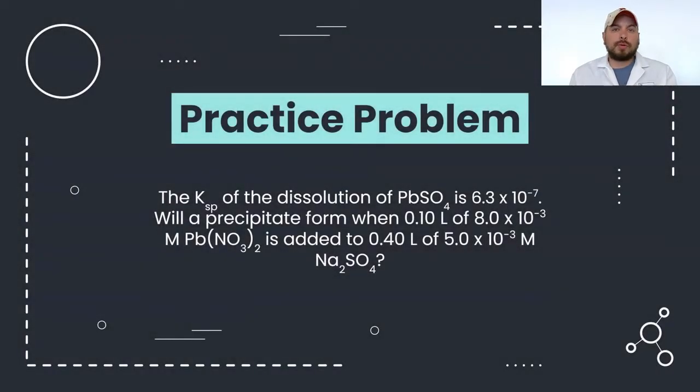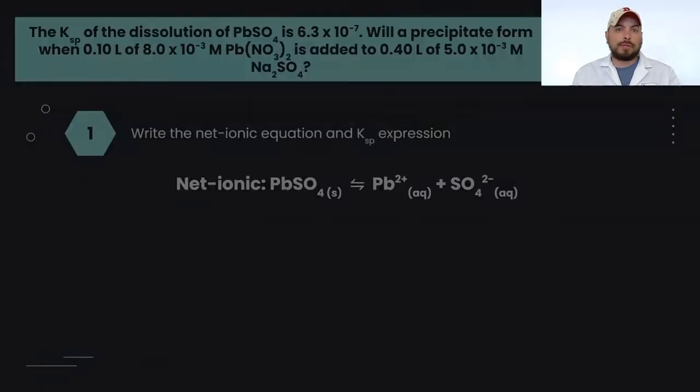Let's go ahead and get started with a practice problem. We're going to have a situation here where I'm combining two different soluble compounds, lead(II) nitrate and sodium sulfate. When I combine these two, we are going to predict an insoluble product, lead(II) sulfate. However, the question is, will there be enough of the lead(II) sulfate to cause a precipitate to form? Will we create a solution which is saturated with lead(II) sulfate? So let's look at how we're going to attack this.